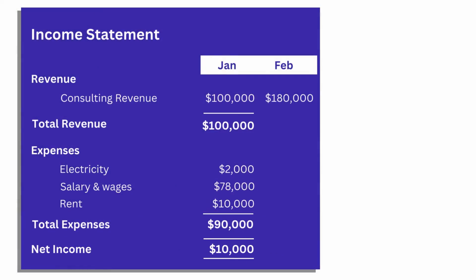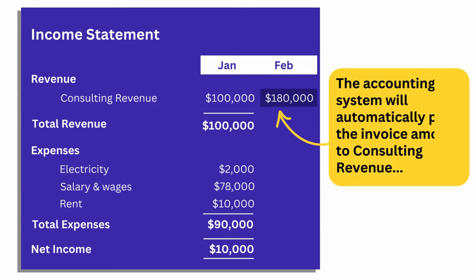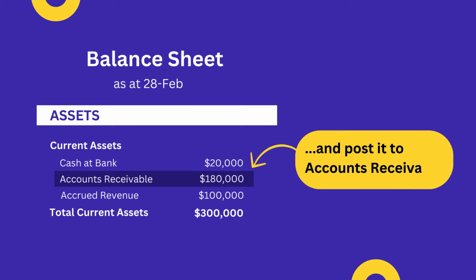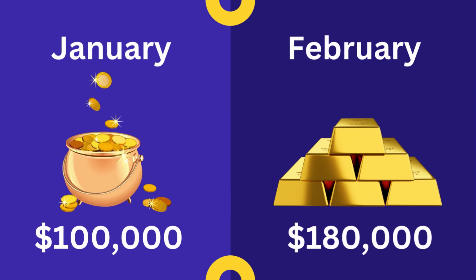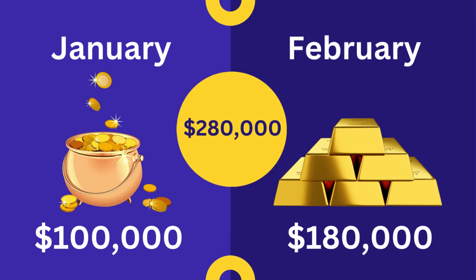But when the invoice is created, the accounting system will automatically post $180,000 to consulting revenue in February's income statement and post $180,000 to accounts receivable on February's balance sheet. This will make it look like the business earned $100,000 of revenue in January and $180,000 of revenue in February, which is $280,000 in total.